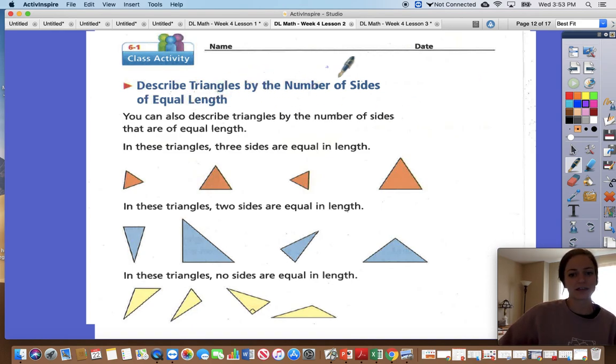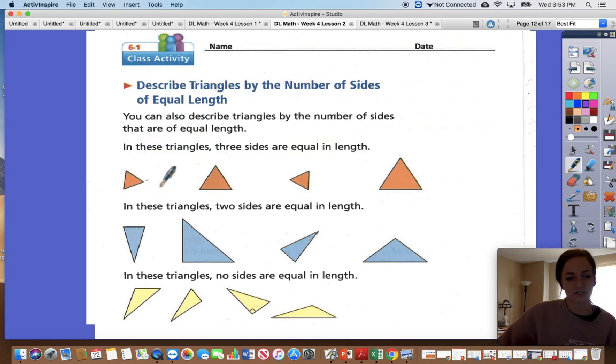Describe triangles by the number of sides of equal length. So with triangles, you all know what triangles look like. We can define them by the size of their angles, but we can also describe them by how long the sides are. That's what we're going to be looking at now. Before we were looking at the angles, but now we're looking at how long the sides are to tell us what kind of triangle they are.